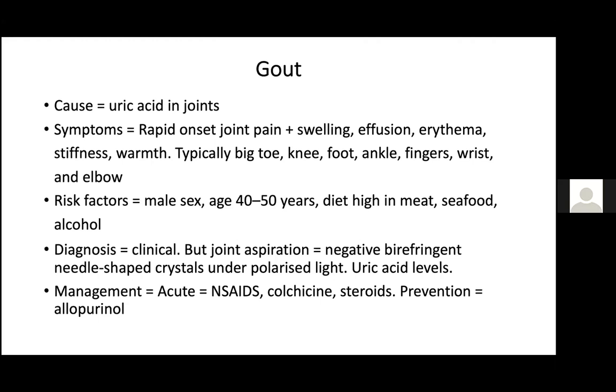And management, the acute management is things like painkillers, so NSAIDs, colchicine. In severe cases, we can use steroids. And for those patients that keep getting gout, we can think about using a preventative therapy. So we use allopurinol, and that's a xanthine oxidase inhibitor. What that does is stop your body from creating uric acid.